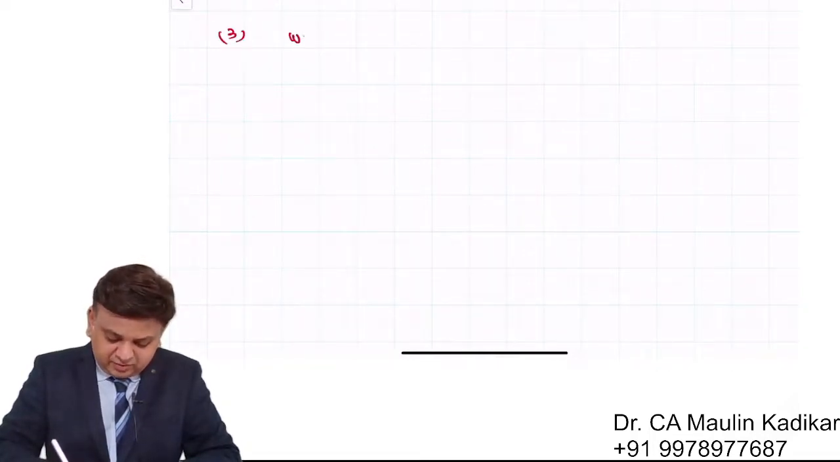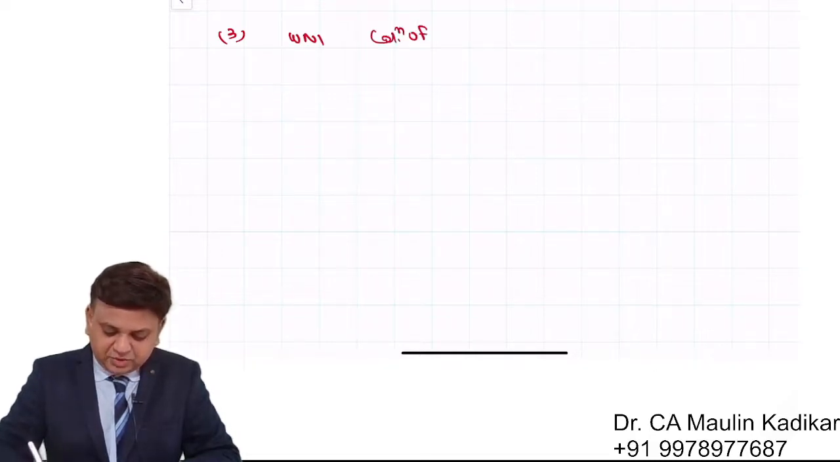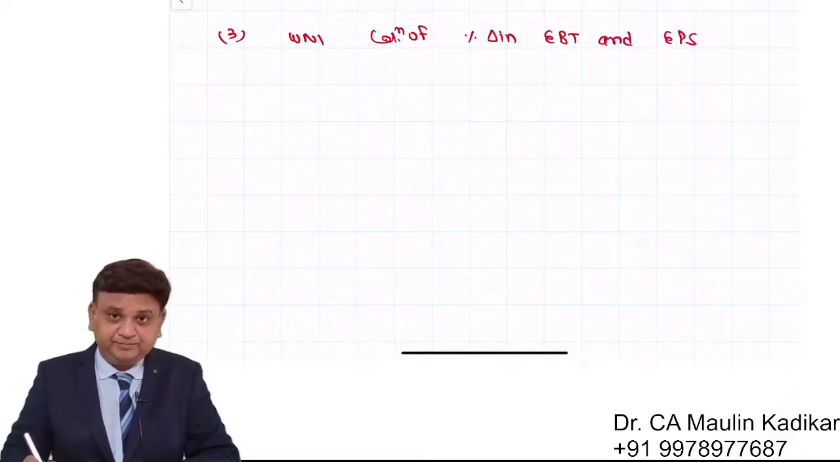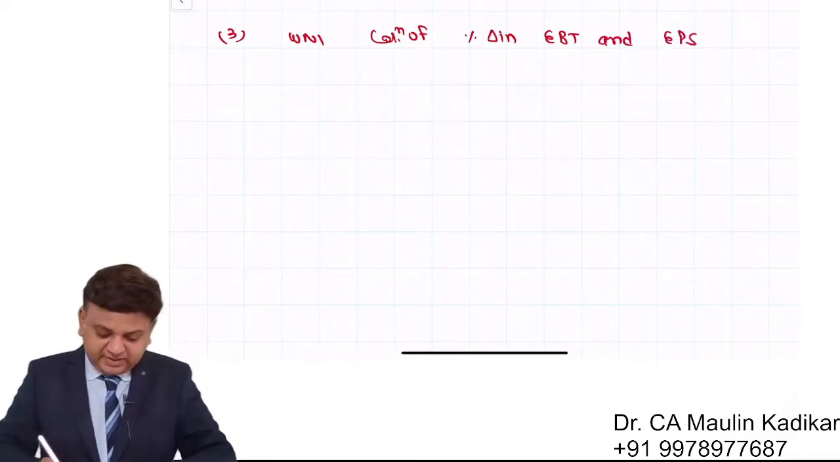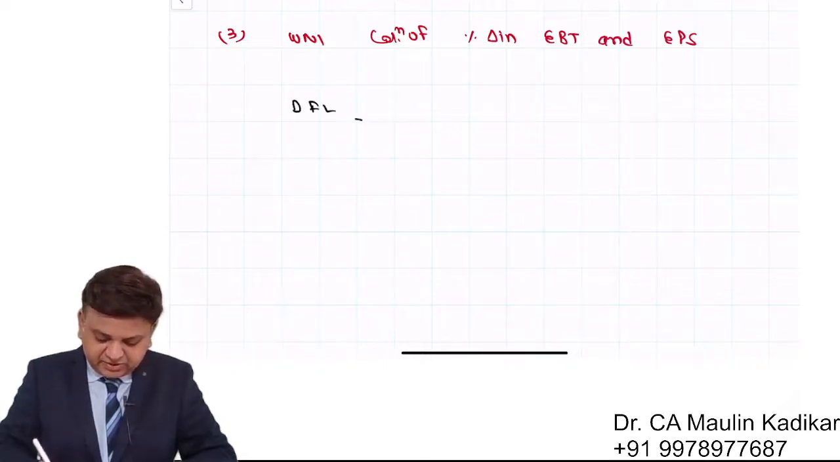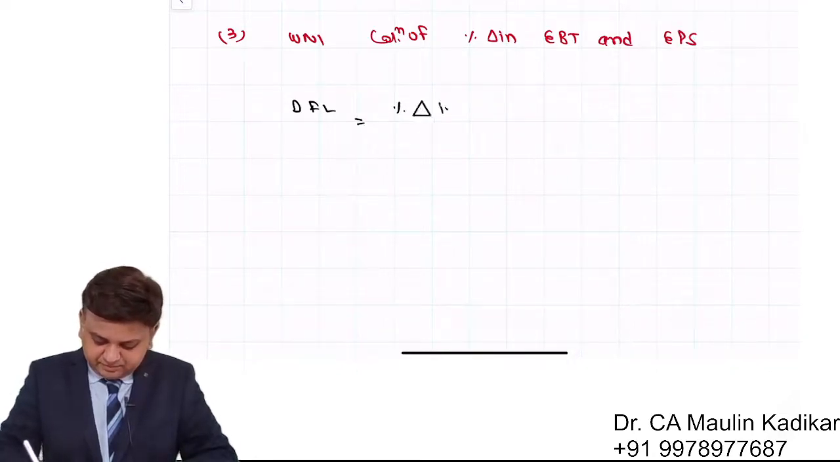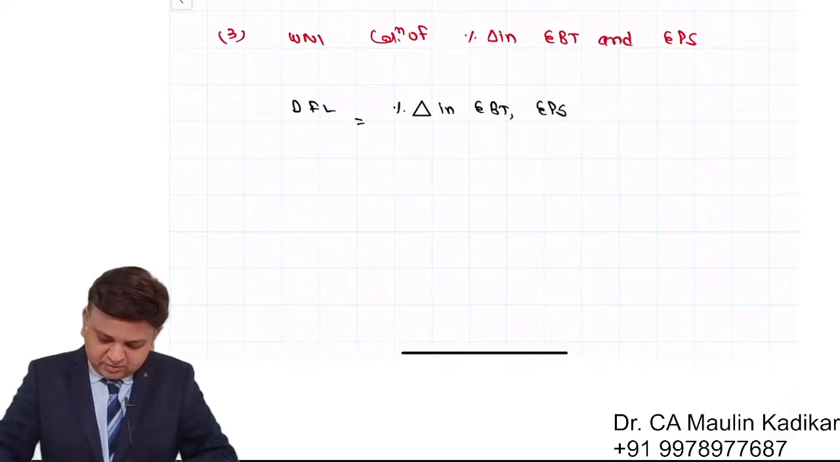In that, write down working note number 1. Calculation of percentage change in EBT and EPS. In that we will have the working like this. Degree of financial leverage is measuring what is the percentage change in EBT, EPS for every 1% change in EBIT.